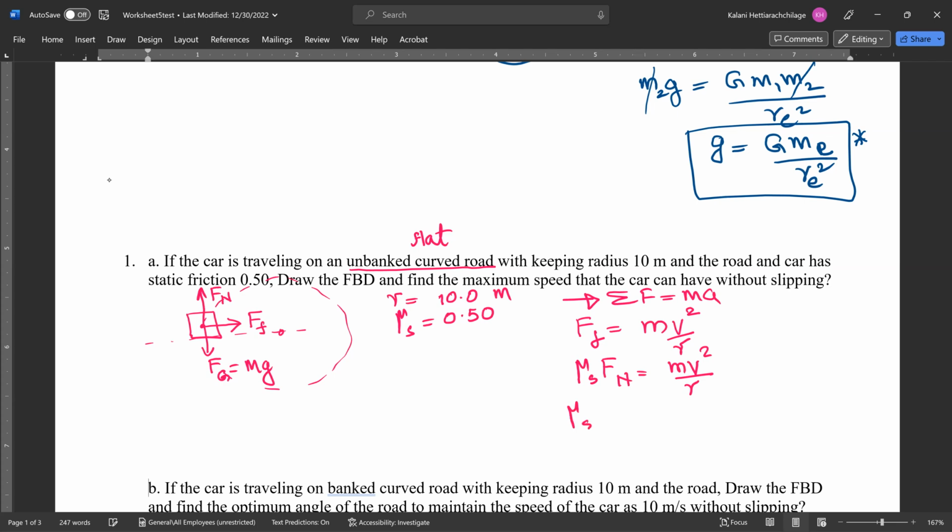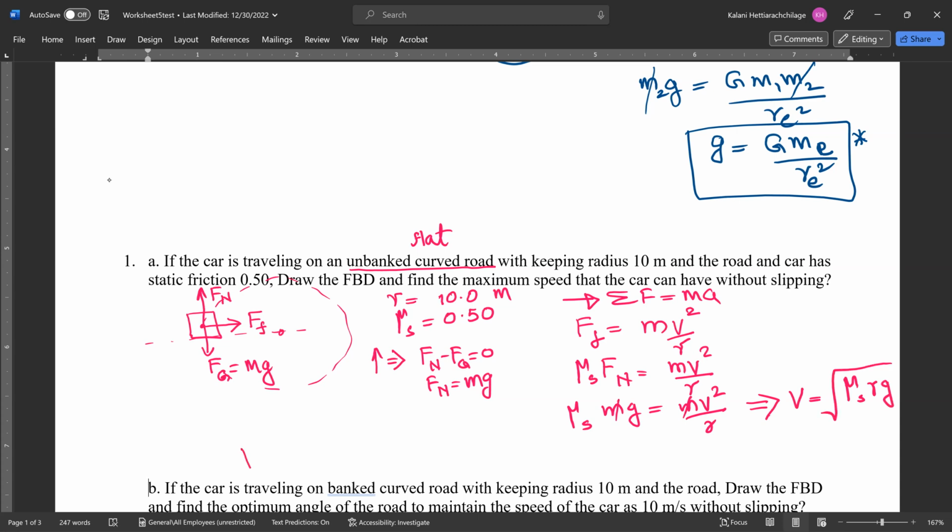here. Mu s times the normal force. If you write Newton's second law in this direction, we have normal force minus force of gravity equals 0. Because of that, the normal force is also mg. So mu s mg equals m v squared over r. The m will cancel out. From this, I can write v equals the square root of mu s r g. Then we can calculate the v value.